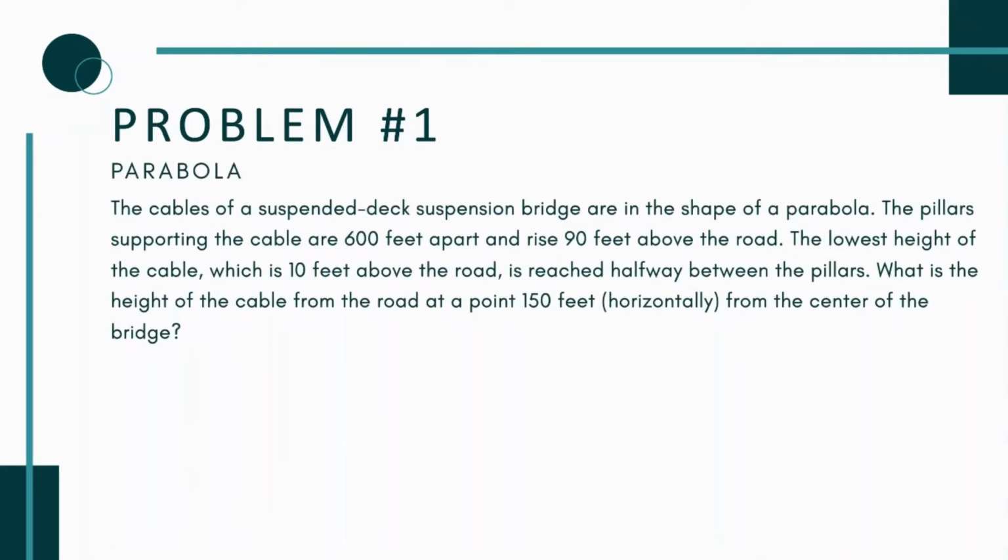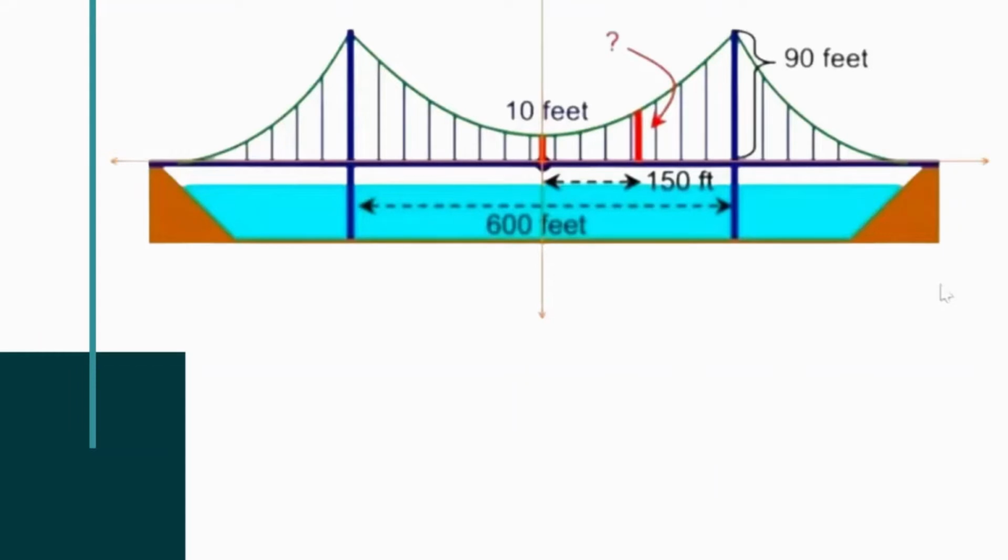Let's now proceed to our first problem. The cable of a suspended deck suspension bridge is in the shape of a parabola. The pillars supporting the cable are 600 feet apart and rise 90 feet above the road. The lowest height of the cable, which is 10 feet above the road, is reached halfway between the pillars. What is the height of the cable from the road at a point 150 feet horizontally from the center of the bridge? Let's find it.